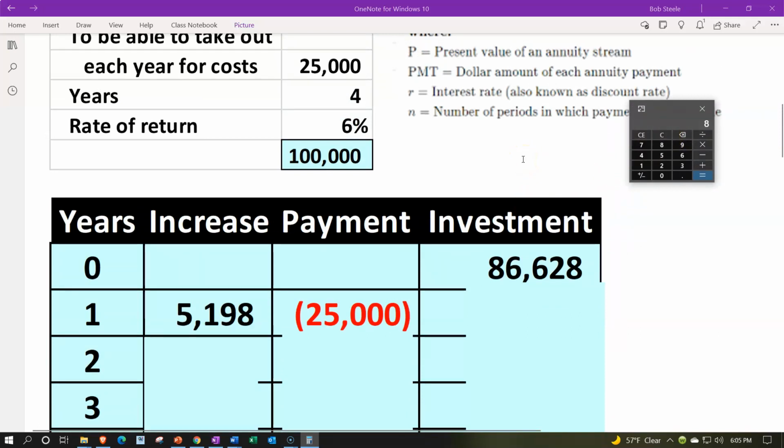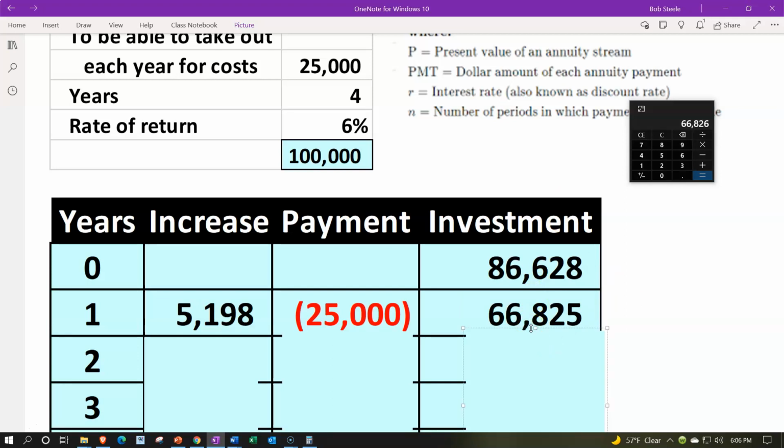This is going to be the 86,628 times the 0.06. That means we're going to be generating revenue of the 5,198, but then we're going to take out 25,000 for the college. So that's going to be leaving us after the first year at the 86,628 plus the 5,198 minus the 25,000 at then the 66,825. So clearly what's happening here is that we're still generating revenue on the balance, but we're taking more money out than the revenue that we're generating from it, and therefore we have the investment going down.